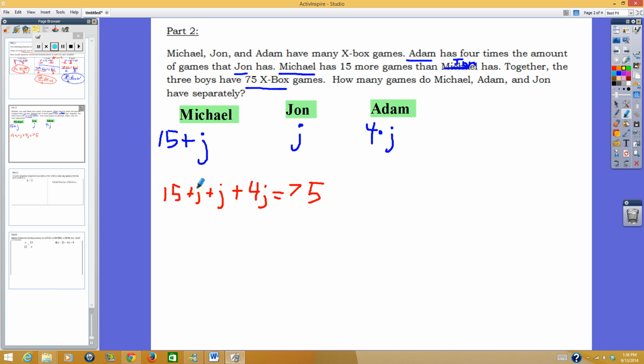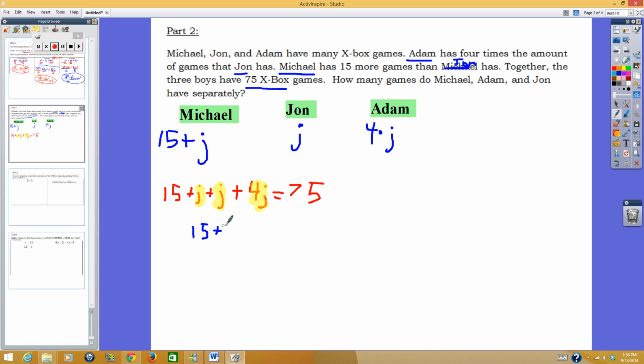Be careful. I know a lot of you like to jump to it and just say, oh, there are 3 J's over there. But there are not. There's more than that. So let's go over it. We have 1J. This is 1J. And this is 4 J's. So if you add all your J's up, 1 plus 1 gives you 2 J's, plus 4 gives you 6 J's. So we still have that 15 left.